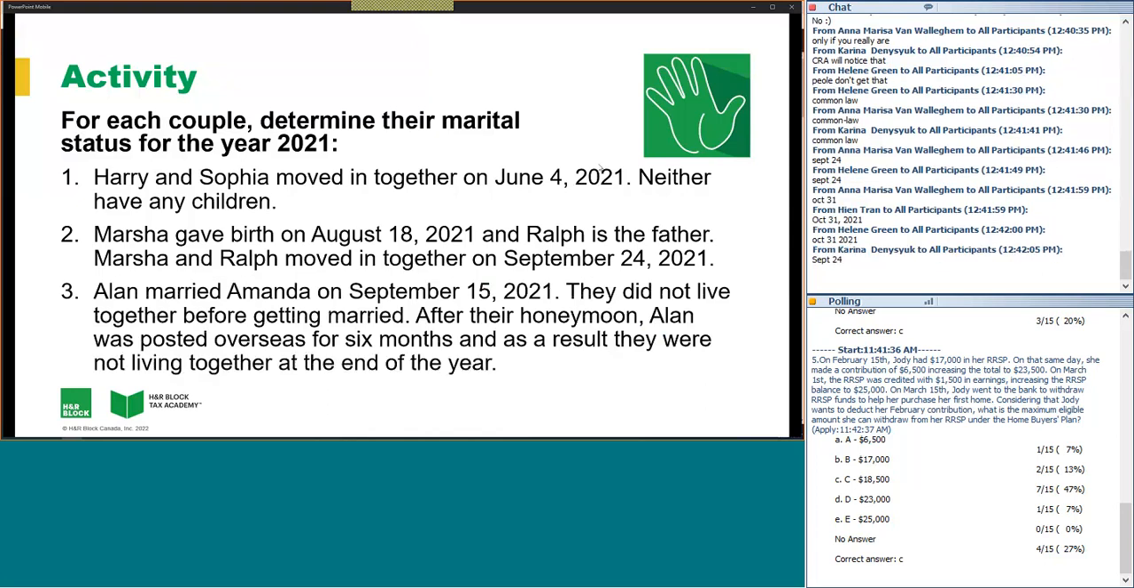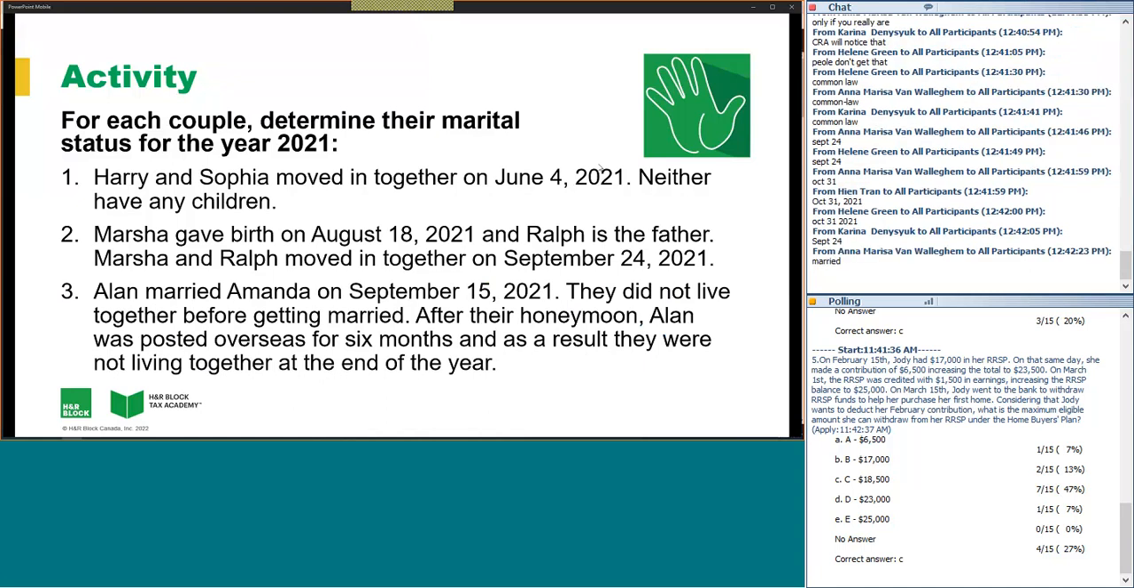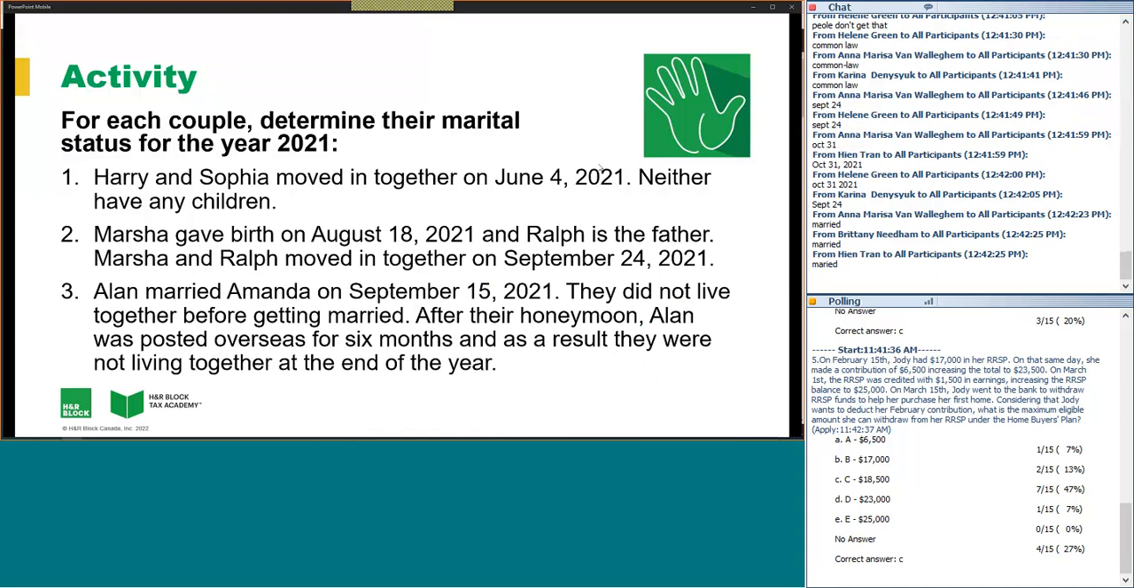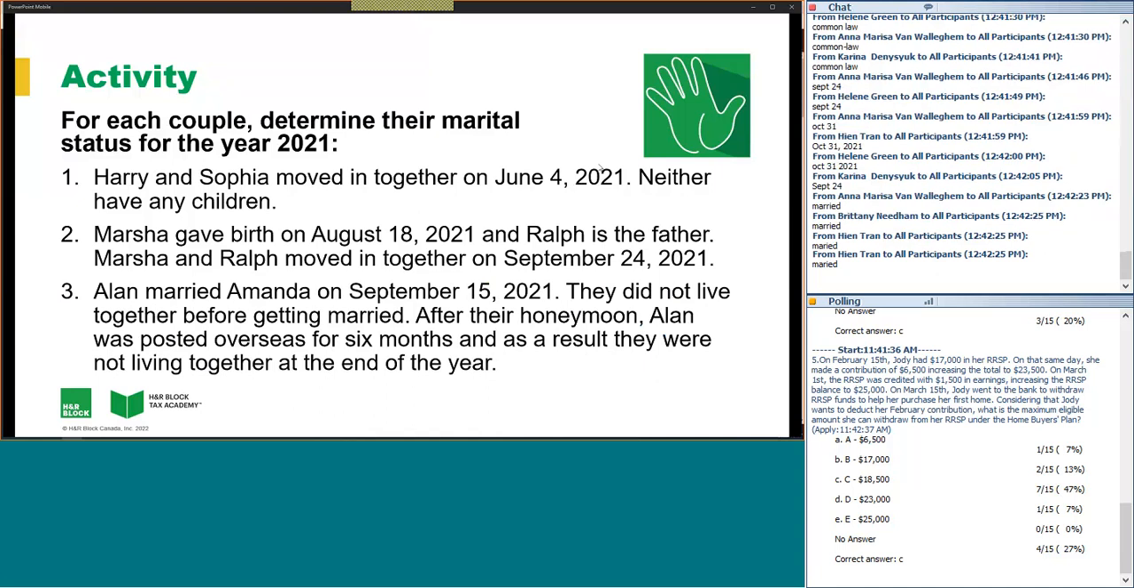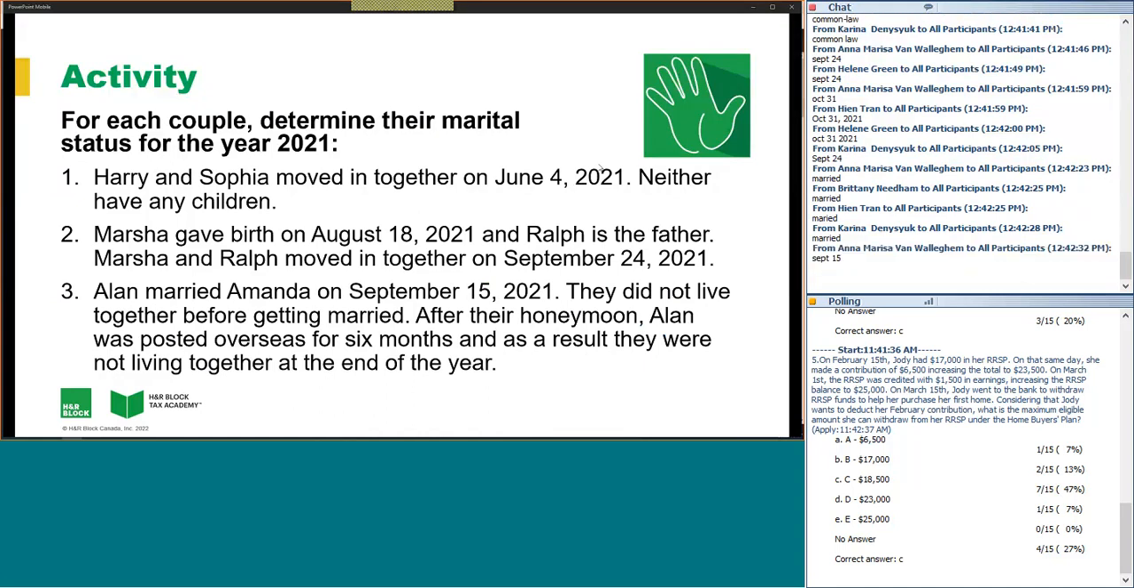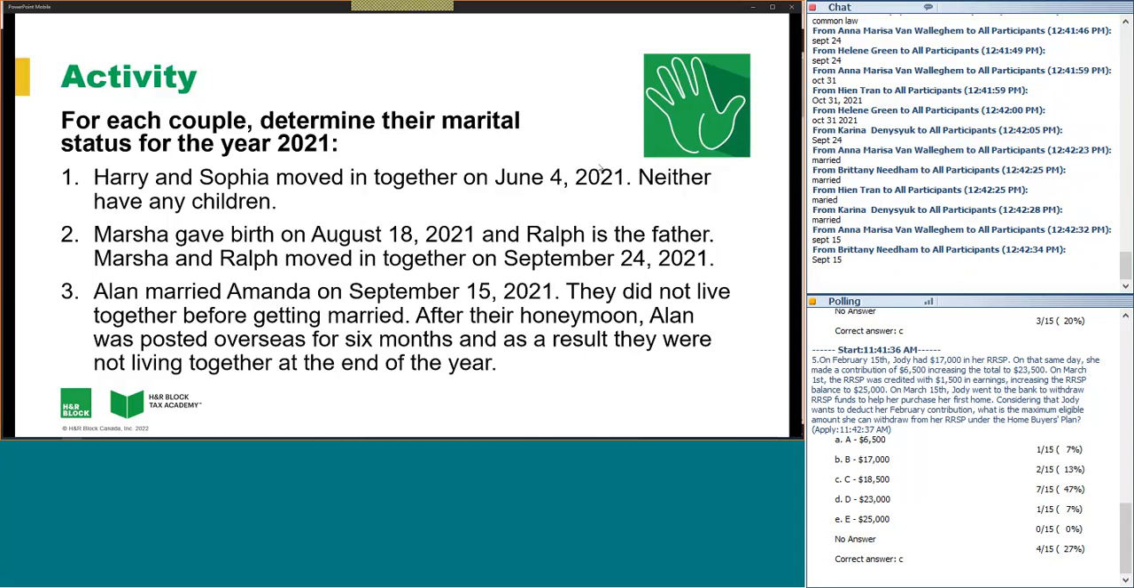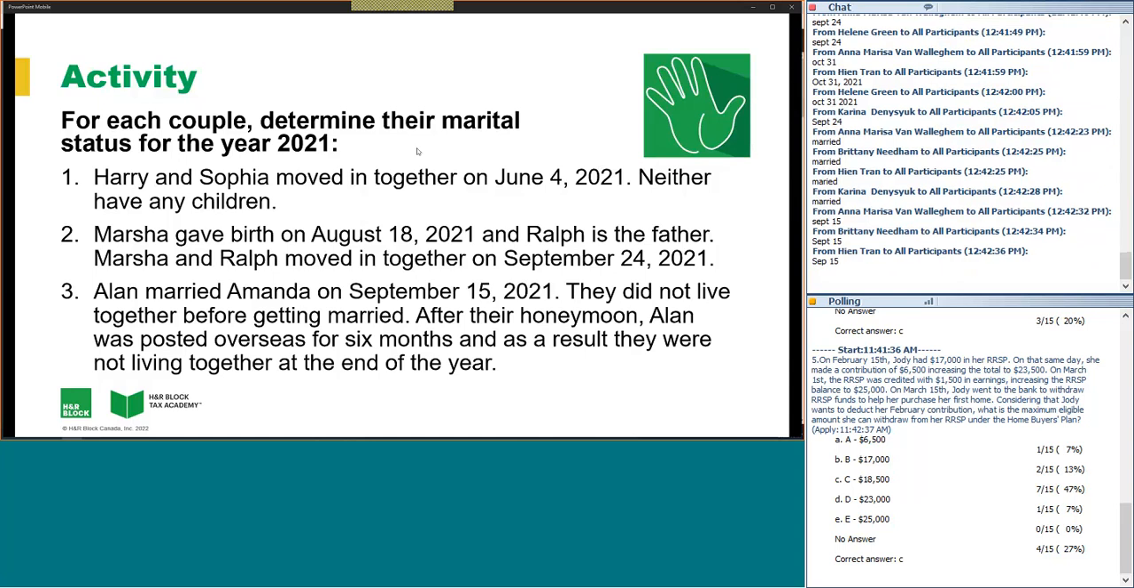Alan married Amanda on September 15th. They did not live together before getting married. After their honeymoon, they got married, went on a honeymoon trip. Alan was posted overseas for 6 months. So they were not living together at the end of the year. What will their marital status be for 2021? Married. Excellent. What date will they put on their RC-65? September 15th. Legal marriage is legal marriage.